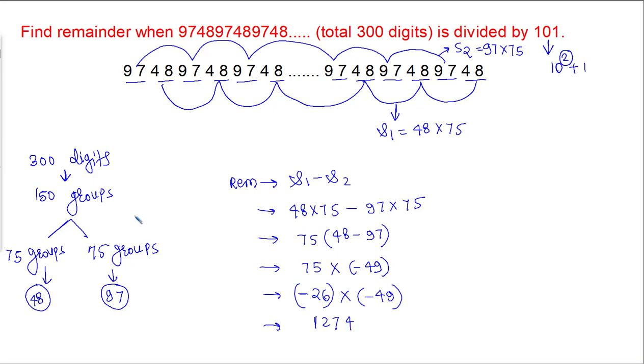So now we are going to apply the same process again. We are going to divide this number by 101 again. From the right hand side, let's make groups of 2 digits each. Now over here S1 is going to be how much? 74, and S2 is going to be how much? 12. So the final remainder is going to be 74 minus 12, that is S1 minus S2. The final remainder is 62.